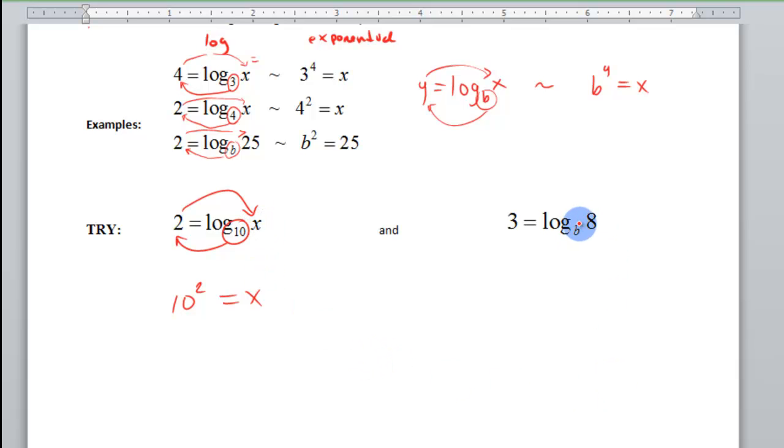Over here, base b raised to the third equals 8. b cubed equals 8. So b would be 2, right? 2 cubed is 8. That's because it says log base b of 8 is 3. Some number base b raised to the third power is 8. Well, that number would be 2. That would give you that 3, that exponent.